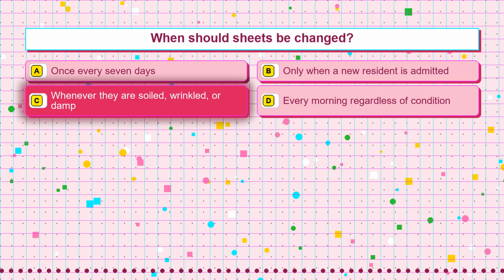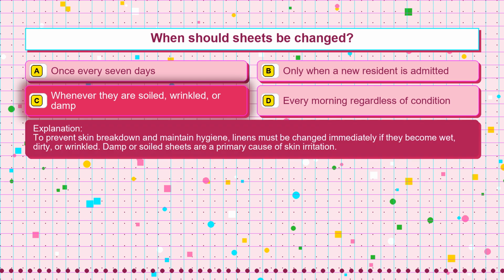The correct answer is option C. Whenever they are soiled, wrinkled, or damp. To prevent skin breakdown and maintain hygiene, linens must be changed immediately if they become wet, dirty, or wrinkled. Damp or soiled sheets are a primary cause of skin irritation.